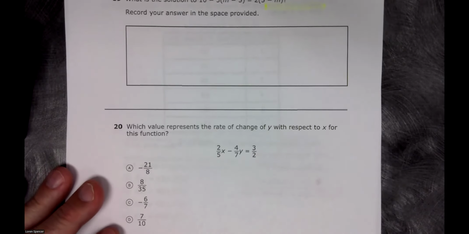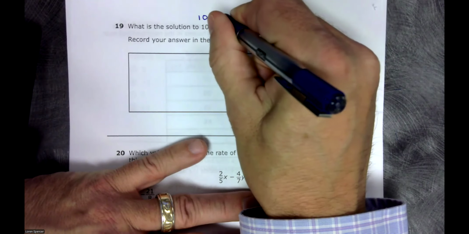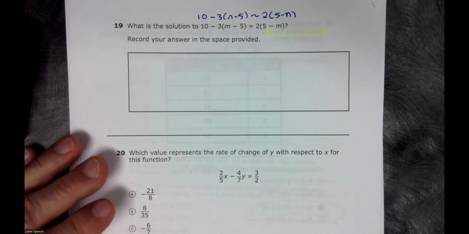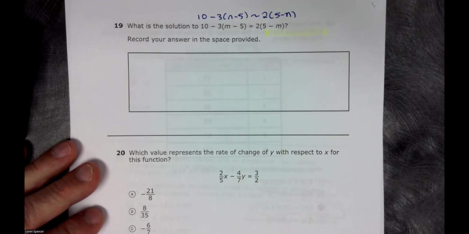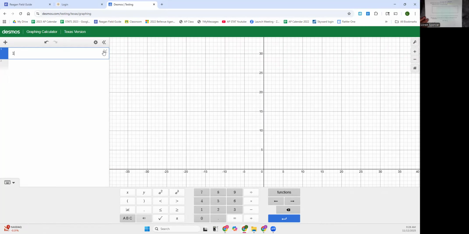Moving on to number 19. What solution to 10 minus 3m equals this? Well, I'm going to have to rewrite this so I can put it in the Desmos. So I'm going to put in 10 minus 3, n minus 5, squiggle, 2 times 5 minus n. So that's what I'm going to drop in there. So I'm going to move over and share my screen again. And 10 minus 3 parenthesis n minus 5 squiggle 2 parenthesis 5 minus n, and I get 15. So my answer in this case is 15. So n equals 15, which really is m equals 15. So 15 is my answer choice.